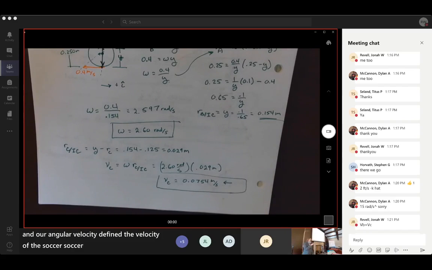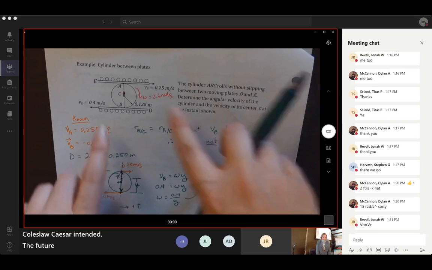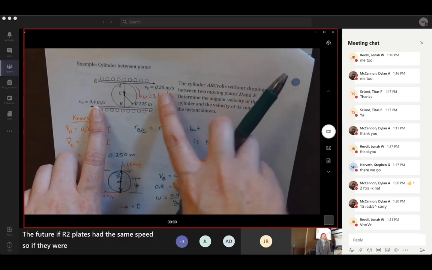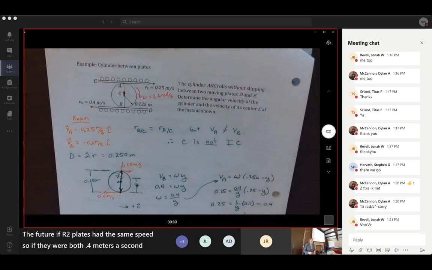Is there another question? There was a question, I saw a hand. Oh, I have that here. Okay. So, a scenario like this, but both velocities are given, and C would be the instantaneous center. Yep, so if our two plates had the same speed, so if they were both 0.4 meters a second in opposite directions, then the center C would have to be the instantaneous center.